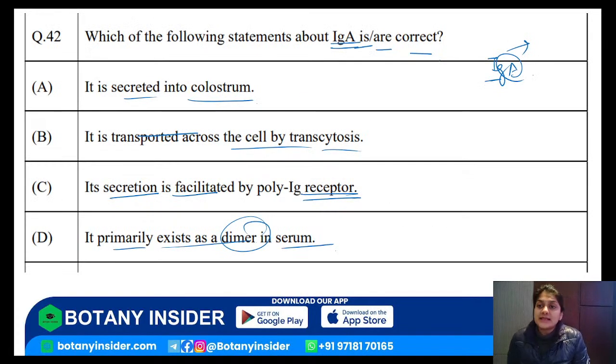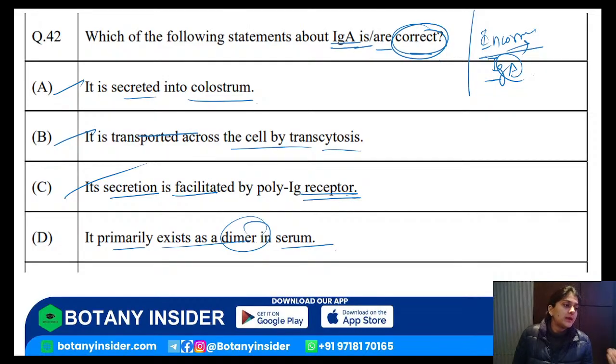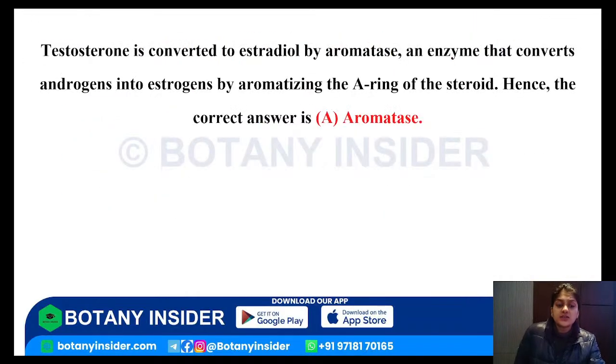So A, B, C. We need to find out the correct statement. A similar concept could be asked about the incorrect as well. It might give you the same options and ask which of the following is the wrong one. Then the wrong one would be option D, because it exists as a monomer. So keep a note of this as well. Hope it's clear. Next question.